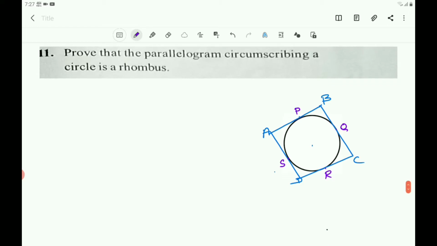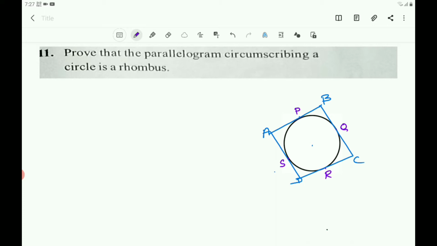In this figure, ABCD is a parallelogram. You know the property of the parallelogram. In a parallelogram, the main property is opposite sides are equal and parallel. As ABCD is a parallelogram, you can say that AD is equal to BC, AD parallel to BC, and AB is equal to DC, AB parallel to DC.